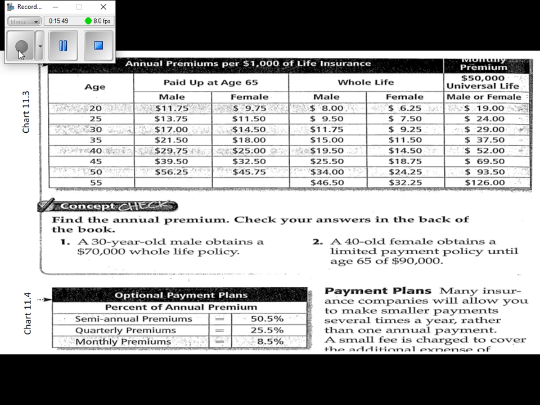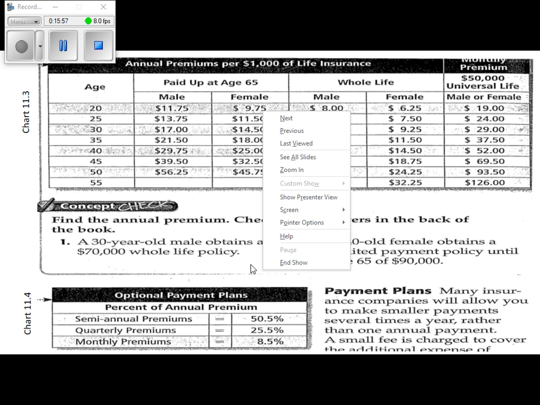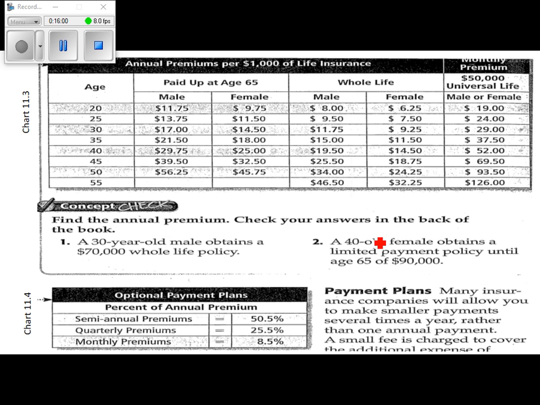So this chart shows age, and then it's got a policy that if you're paying up to the age of 65, what your premiums would be. You got a whole life policy, male, female, and then a universal life, male or female, what you pay as your monthly premium. So we're going to use that chart for some of the stuff.